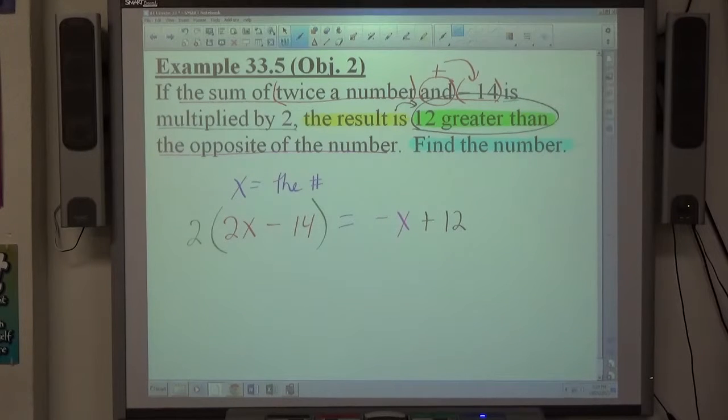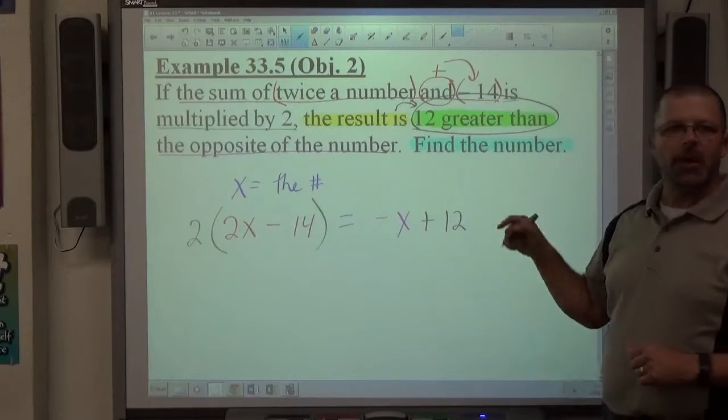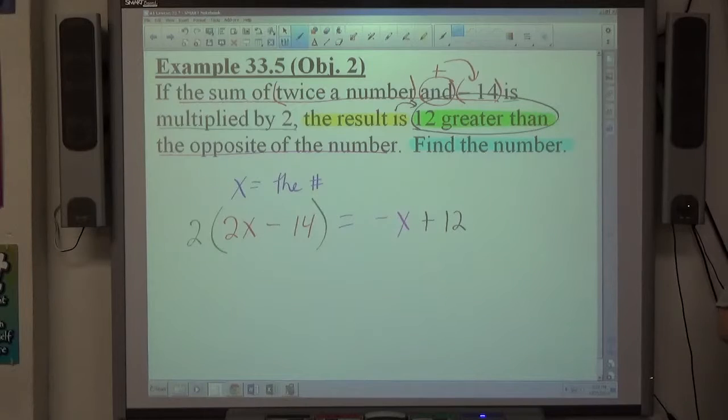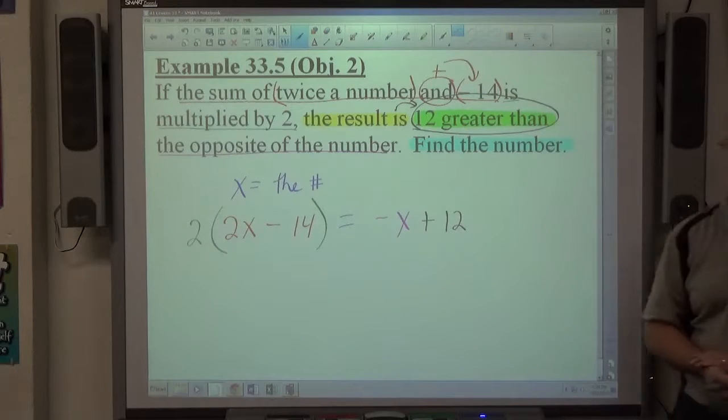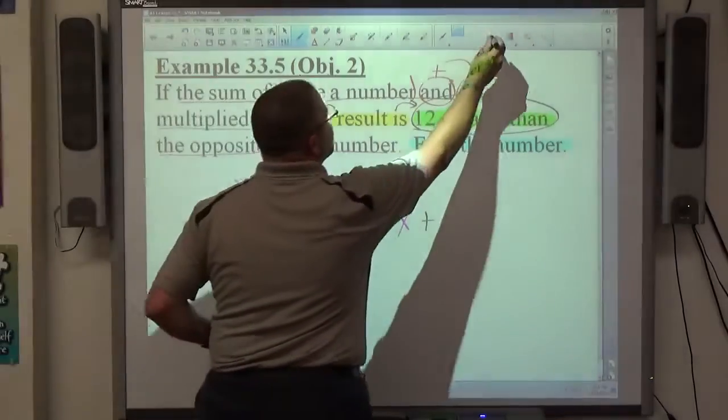The challenge to these problems is not from this point forward. The challenge is writing the equation correctly. If you write the correct equation, you have the ability to get the right answer. If you write the equation incorrectly, you'd have to make 5 or 6 different mistakes to maybe luck into the right answer. So be careful that you do that properly. Then we just solve the equation.